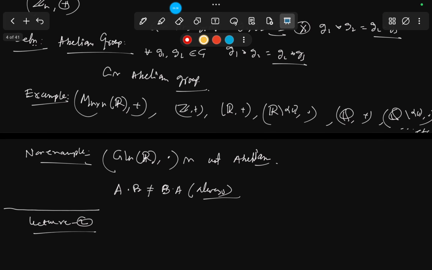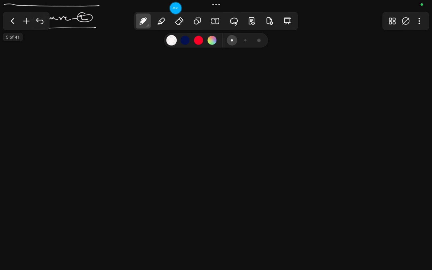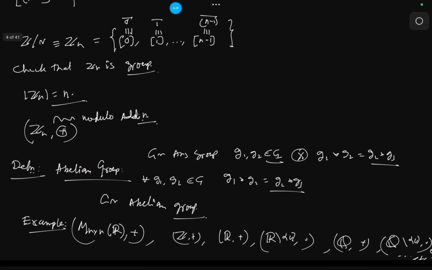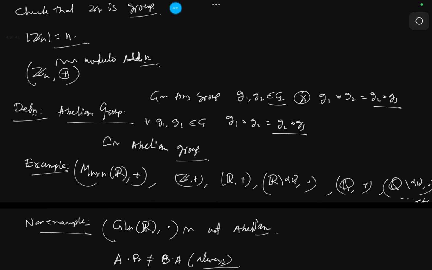Okay, now let us move further. Also we define something called the abelian group. That means whenever I take any two arbitrary elements g1 and g2, the binary operation between g1 and g2 doesn't depend on the position of the elements. That means g1 star g2 is the same as g2 star g1.